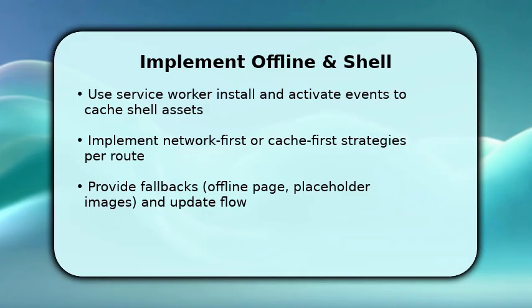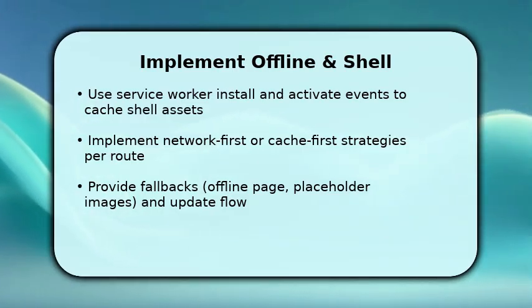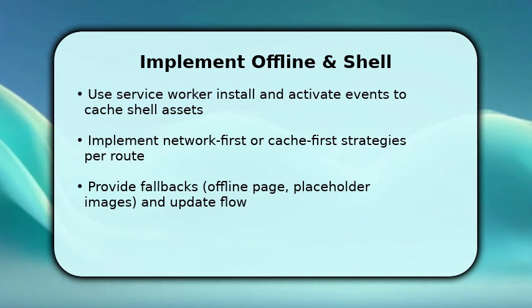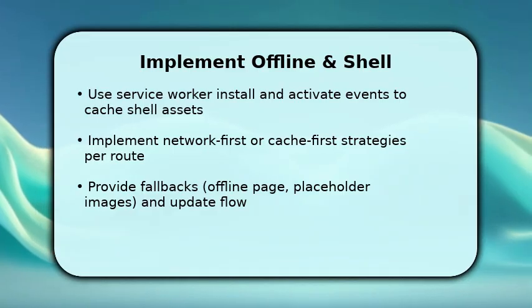Once caching is active, provide explicit offline fallbacks like an offline HTML and placeholder images so the UI degrades gracefully. Also add an update flow. Listen for new service worker states and notify the user to refresh so they get the latest.